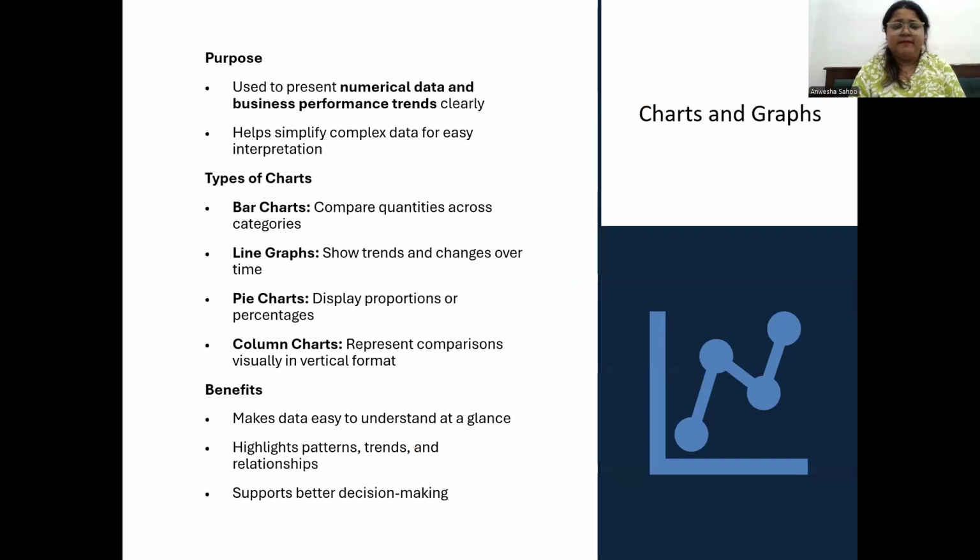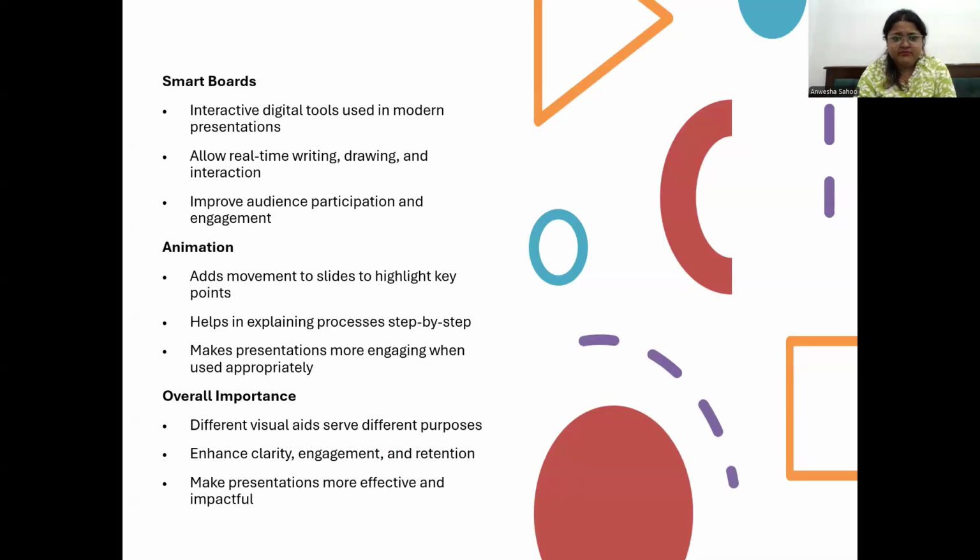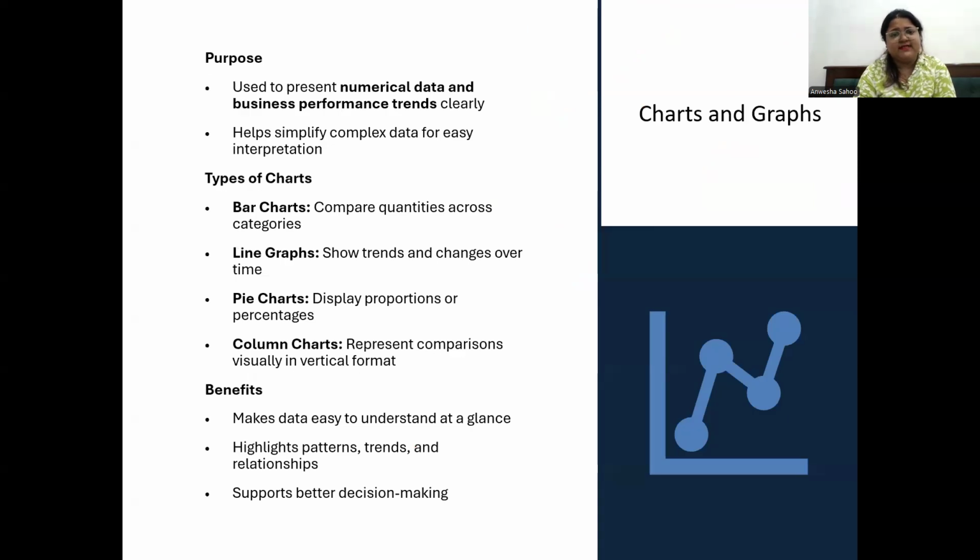So, what is the purpose of such visual aids? Charts are used to present numeric data and business performance trends clearly. They help simplify complex data for easy interpretation. The types of charts are bar chart, line graph, pie chart, and column chart.